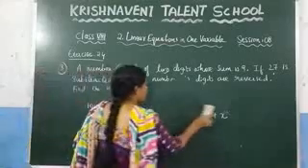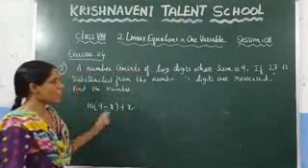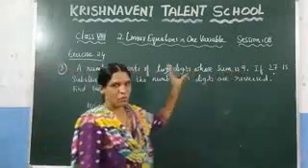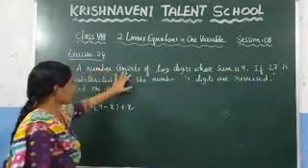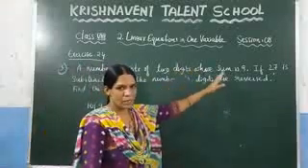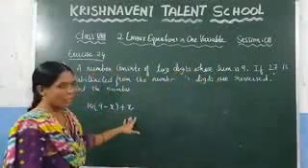Now here, the question is not completed, only up to this we have written. So, what is the question given here again? A number consists of 2 digits whose sum is 9. Based on that concept, we have written what is that number.